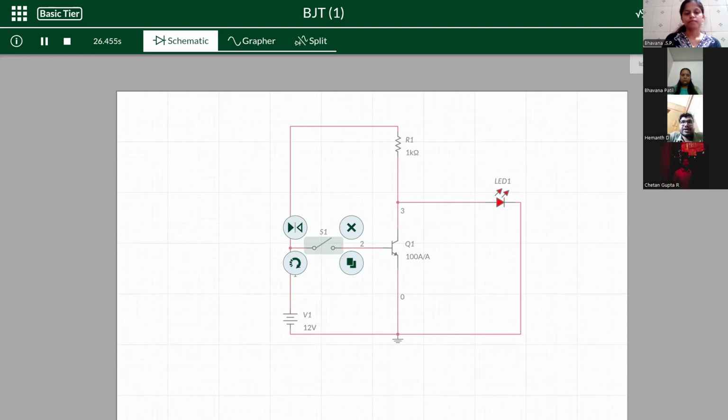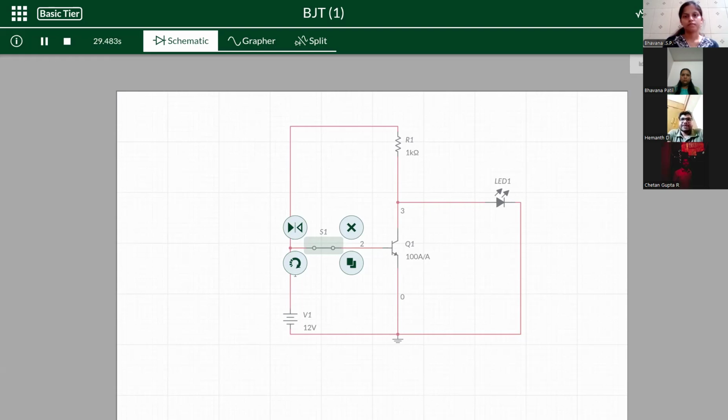Now I am going to state the objectives of the BJT: to demonstrate how the BJT can function as an electronic switch; to design and simulate a circuit that controls an LED using a transistor and push button; to understand transistor operating regions, cutoff and saturation, and current amplification; to correlate experimental results with theoretical switching behavior in digital circuits.